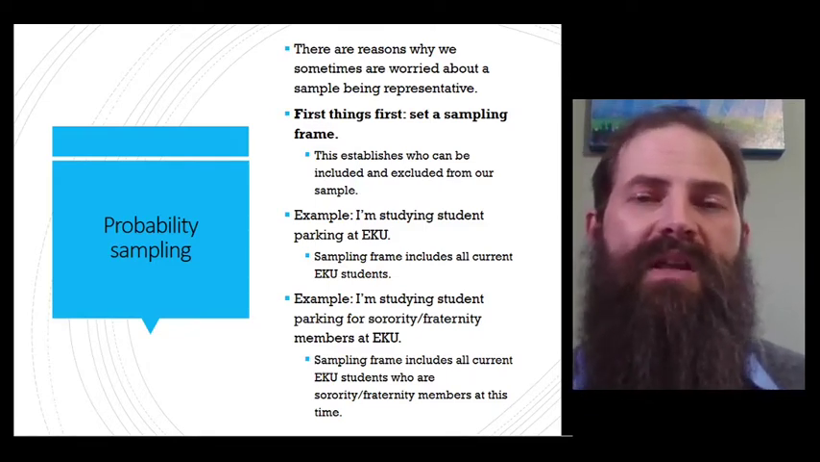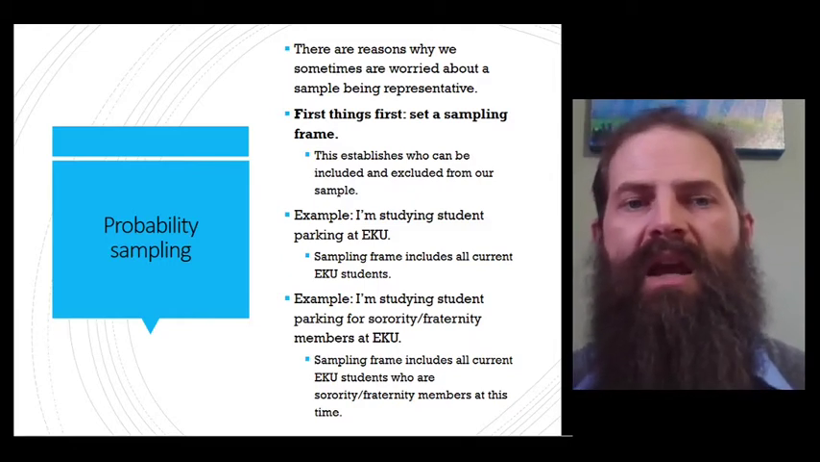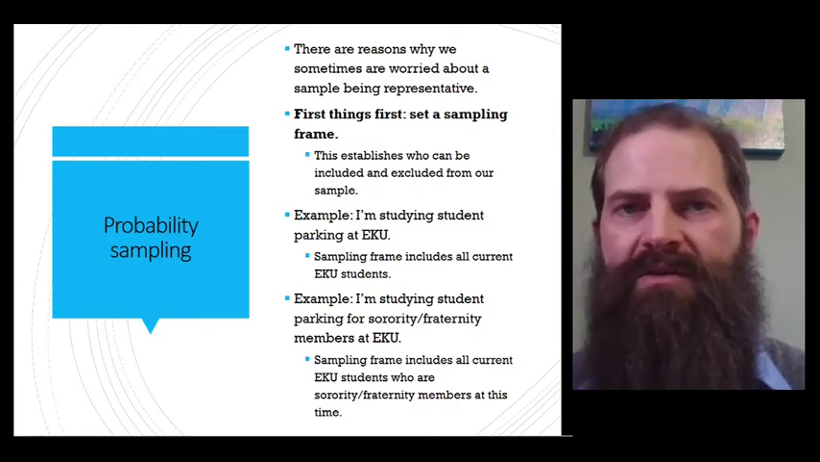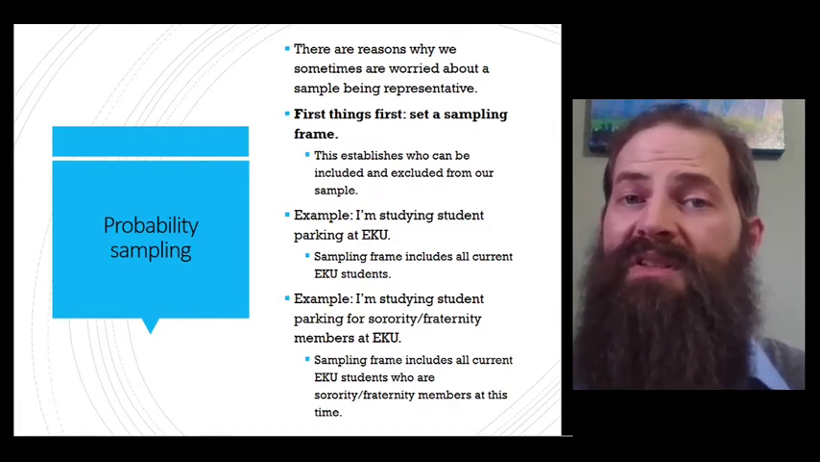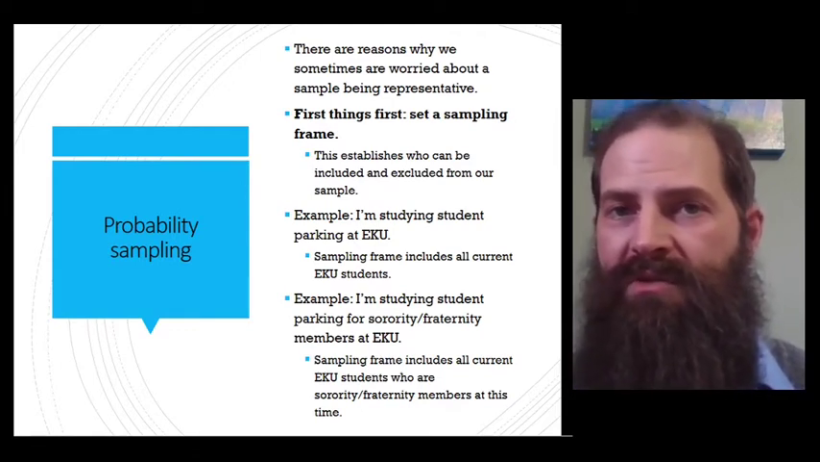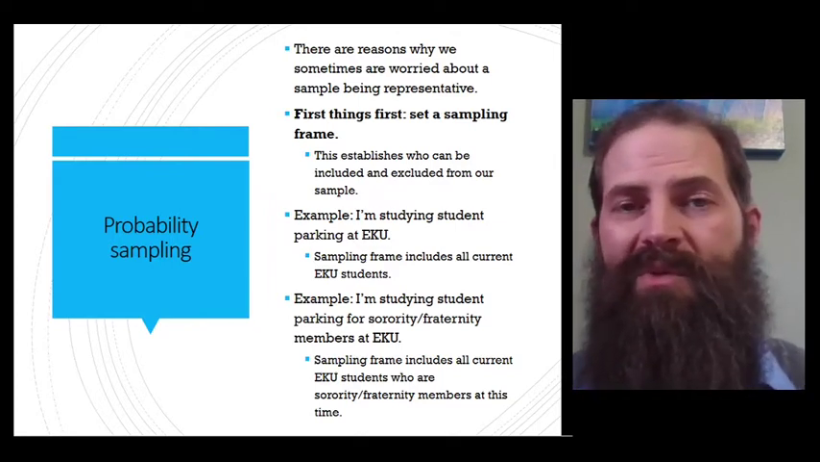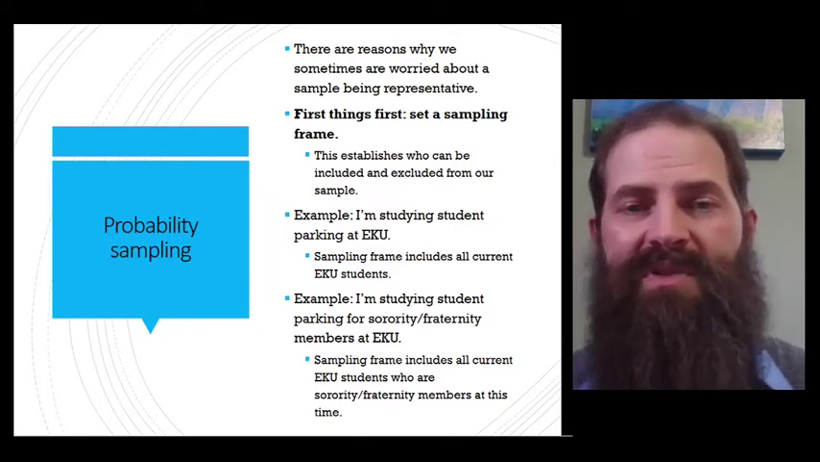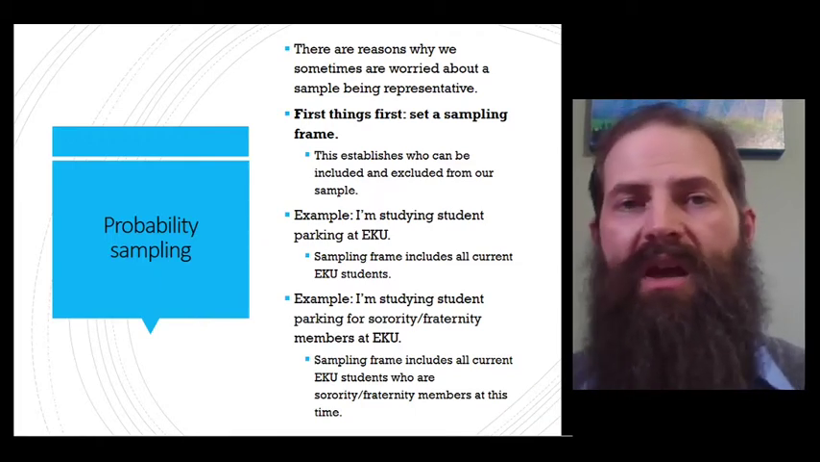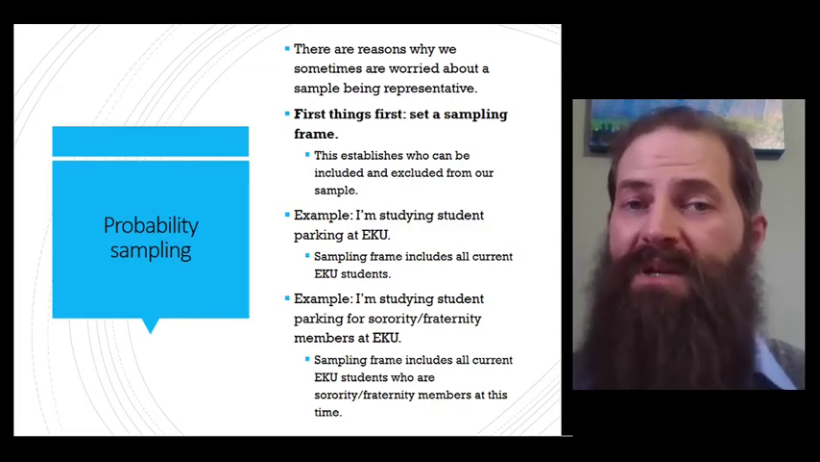So let's pretend that we're studying EKU parking for students, and I want to make sure that I have a reliable sample that can be generalized across all students. So what I could do is establish a sampling frame that includes all current EKU students. It includes undergraduates, graduates, part-timers and full-timers, distance campuses and online learners, as well as Richmond main campus. I include everyone in there, and everyone has an equal chance of being involved. That's my sampling frame.